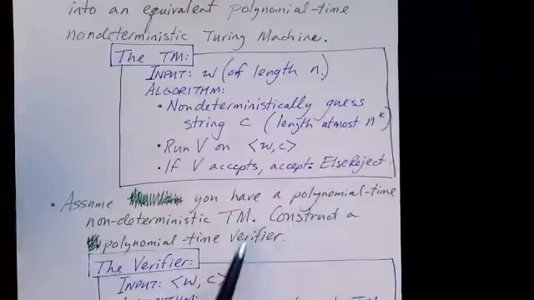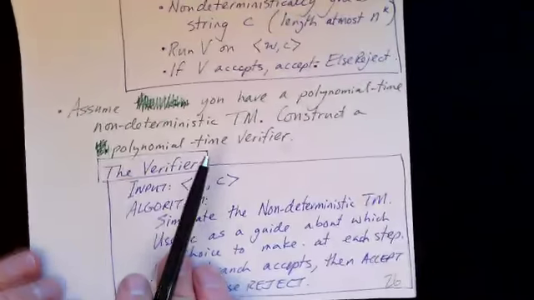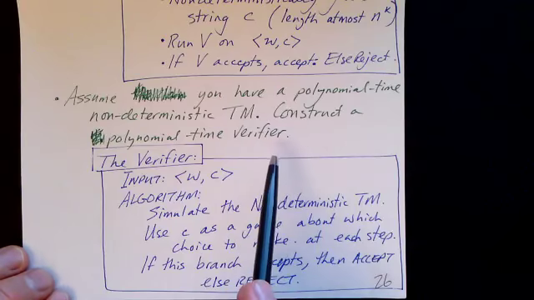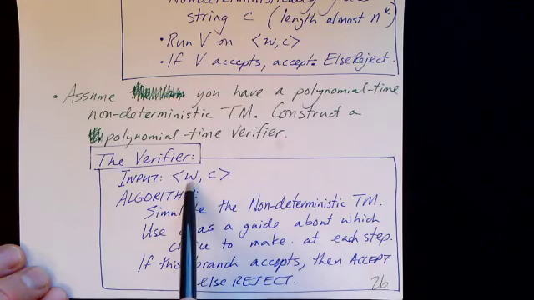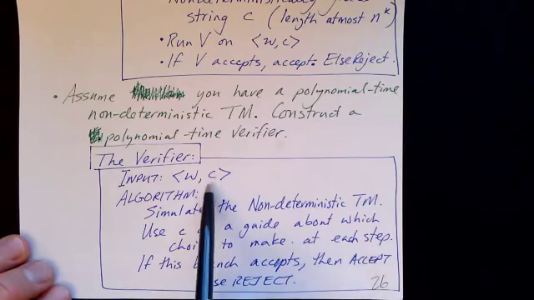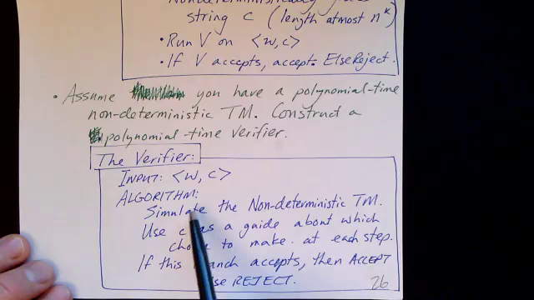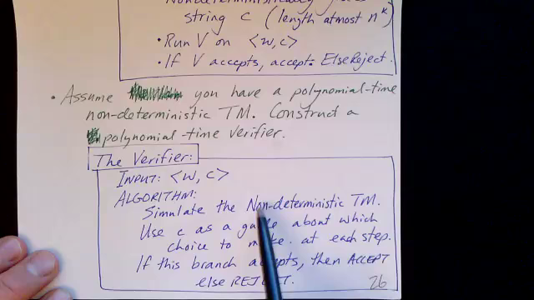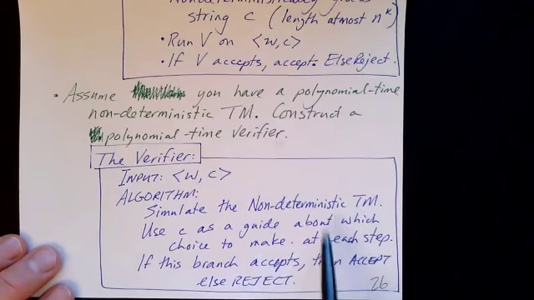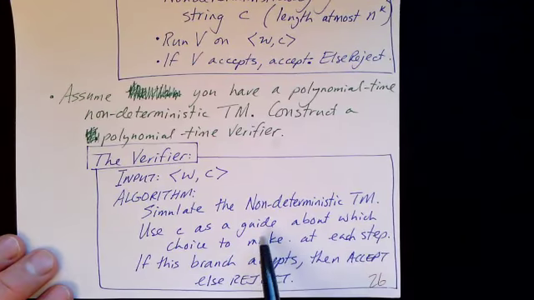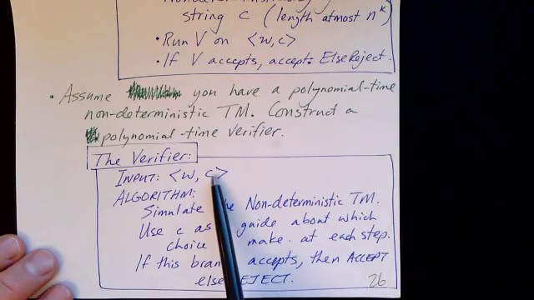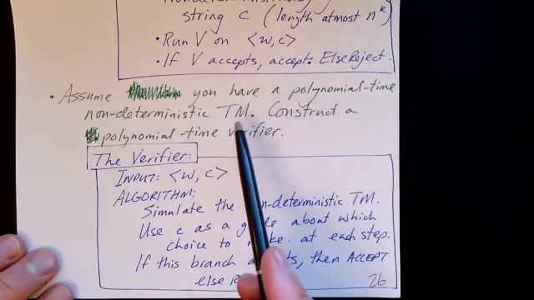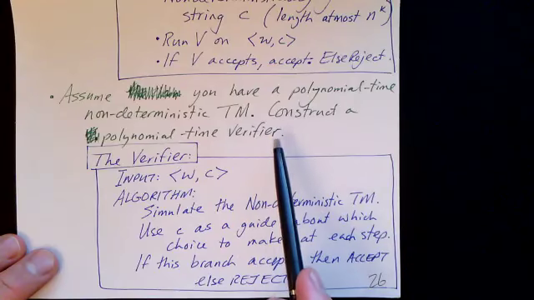Okay, now the other direction. Assume we have a polynomial time non-deterministic Turing machine. We need to construct a polynomial time verifier. So the verifier will have as input W and C. What we do is we are basically going to simulate the non-deterministic Turing machine, but we're only going to follow one path. And the path we're going to use will be given by C. So we have a polynomial time non-deterministic Turing machine that decides this language, and we want to construct a polynomial time verifier.